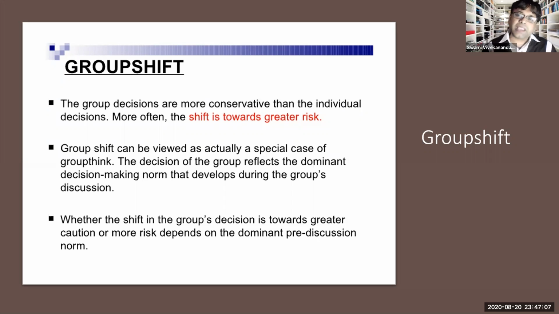In most cases, this shifting is towards greater risk. That is not for the benefit of the organization. It increases the risk of the organization, but that is what happens in group shift. Whether a shift in the group decision is towards greater caution or more risk depends on the dominant pre-discussion norms, but generally it shifts towards greater risk. So that is one of the disadvantages: groupthink and group shift.